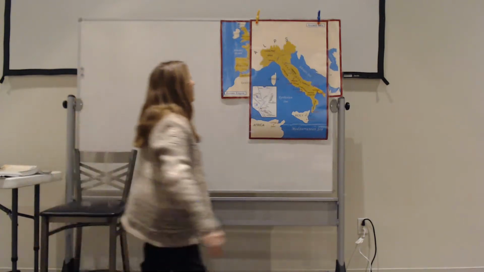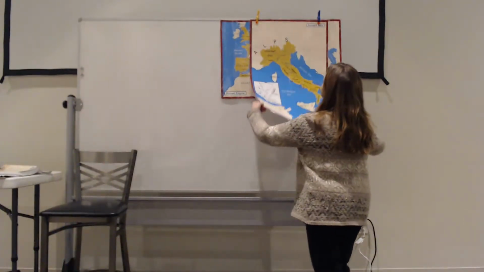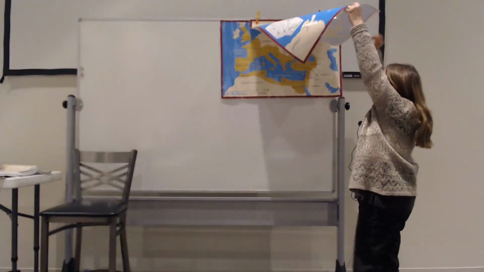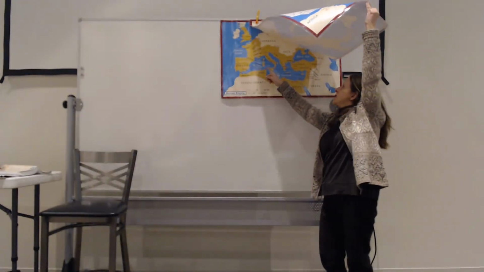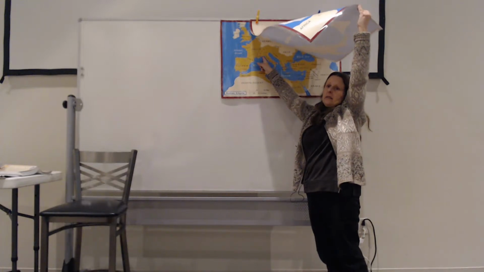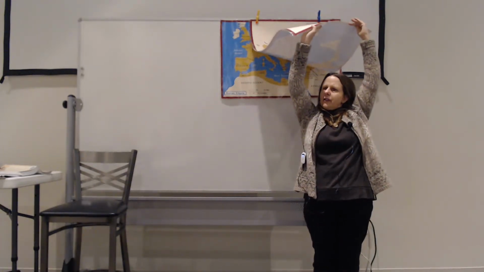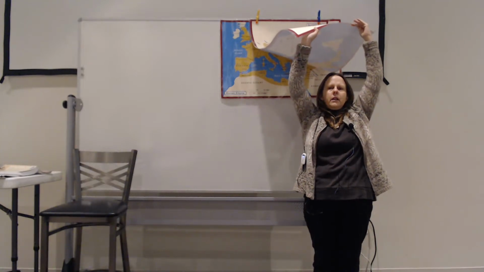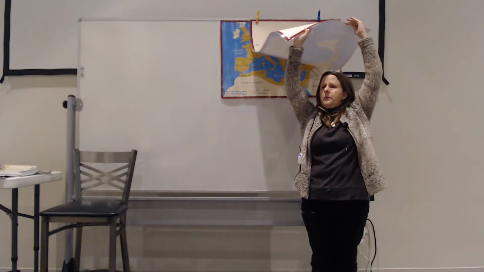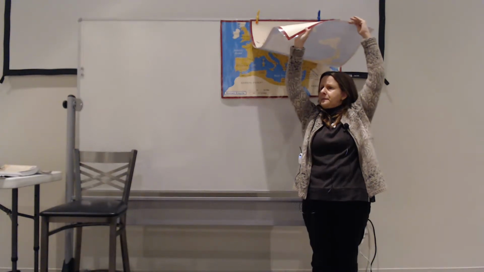And, okay, so can I just do this? Can you guys see it? Okay, so Gaul is what we call France today. But it was not inhabited by the ancestors of the French. It was inhabited by Celtic people related to the people in Britain.